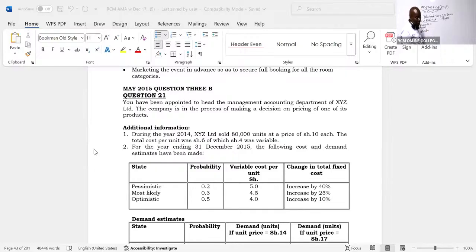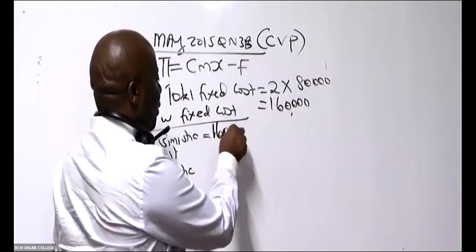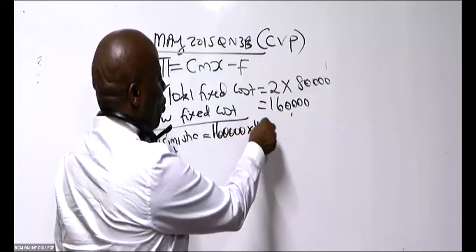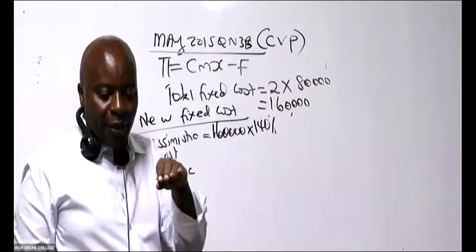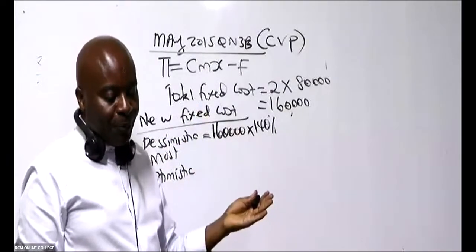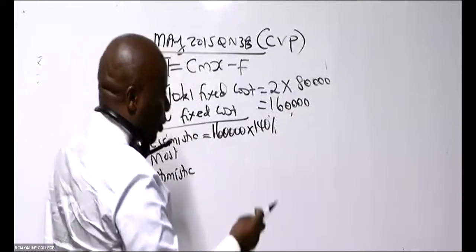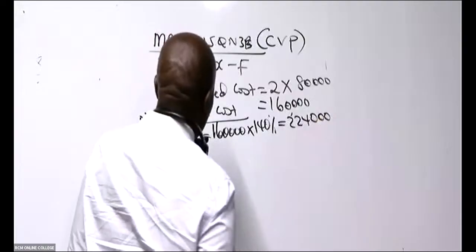That the fixed cost will increase by, are you able to see this column here? Increase by 40%. So if it increases by 40%, then that one will be 160,000 times 140%. Because you see, normally it's 100. So if it's going to increase by 40%, you multiply it with 1.4, which somebody is telling me is 224,000. 224,000. Thank you very much.